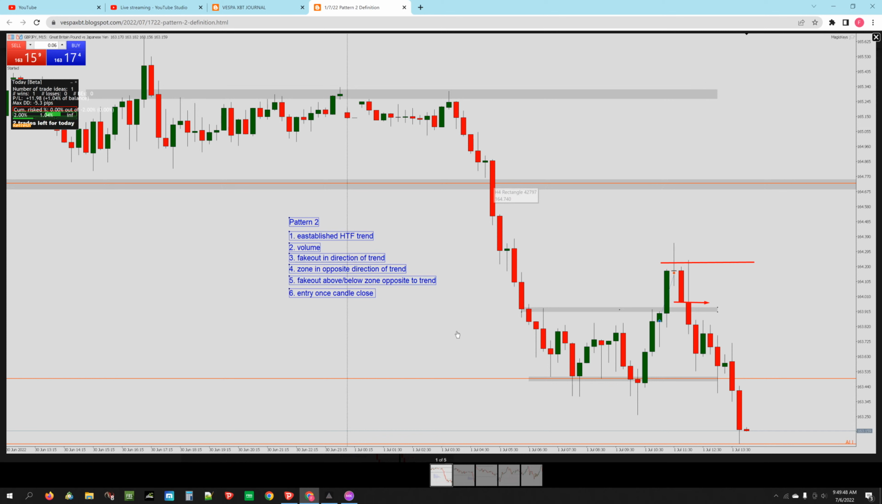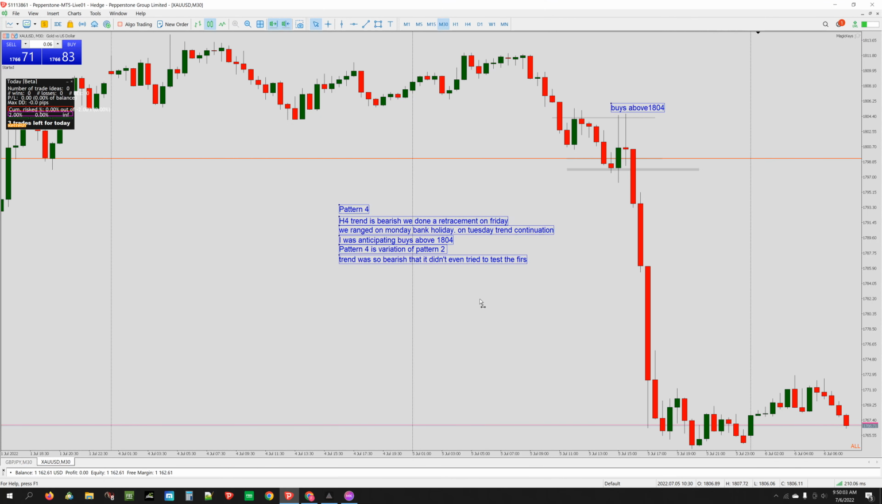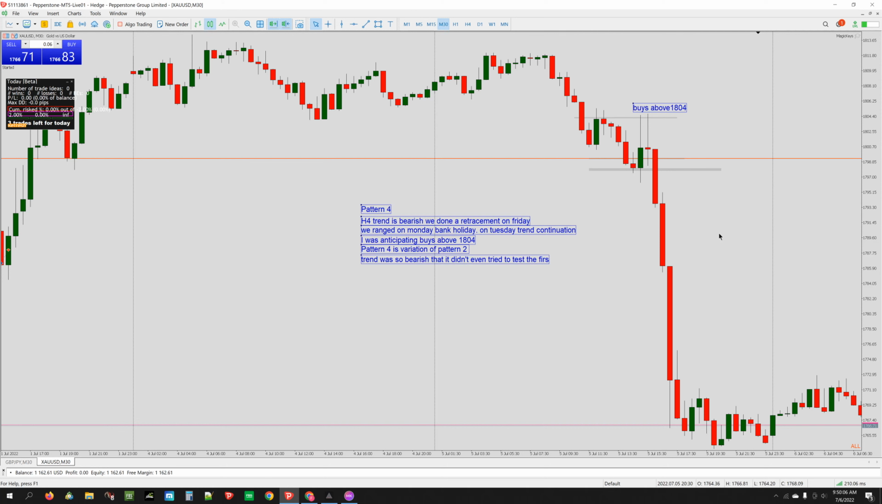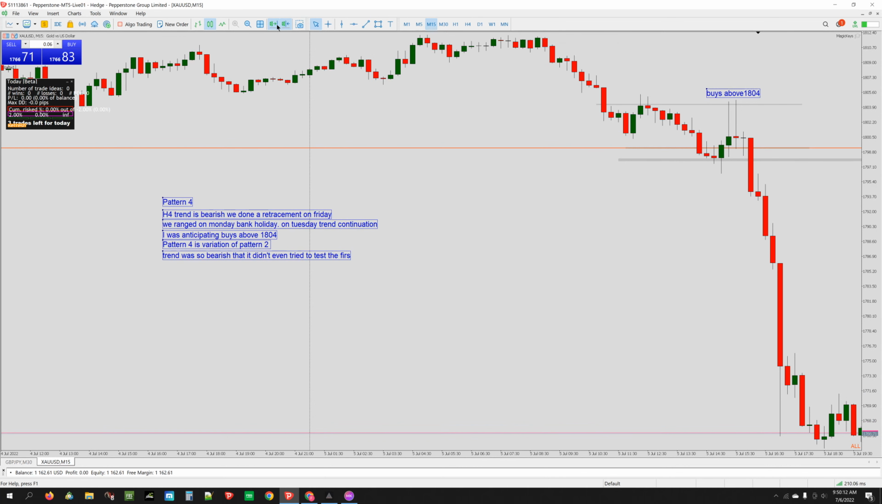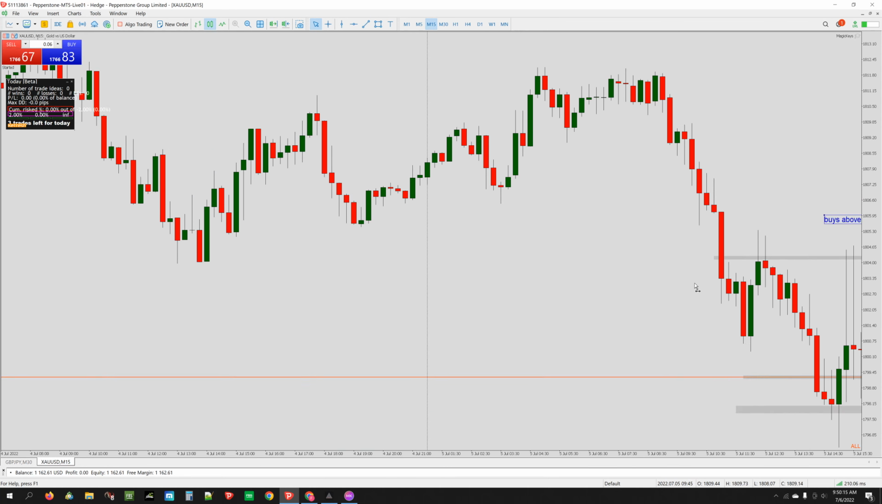But sometimes the trend is so bearish that the market doesn't give you this fake out and continues moving down. So what will we do in that scenario? For that I have developed pattern 4. Basically in pattern 4, what we were looking at yesterday, right here in this area, when prices were right here, we did a fake out and we were anticipating that if we find pattern 1 above the 1804 area, we may continue moving up.